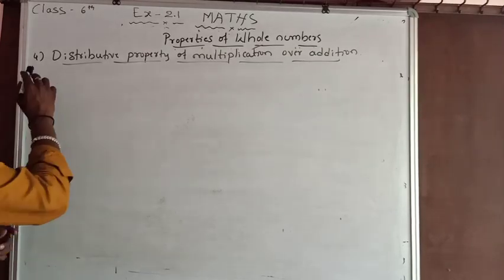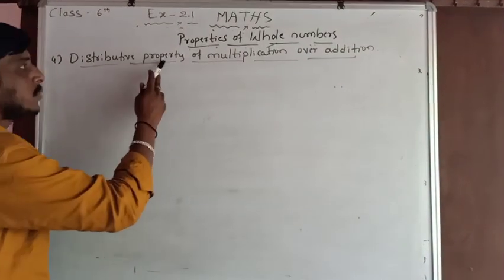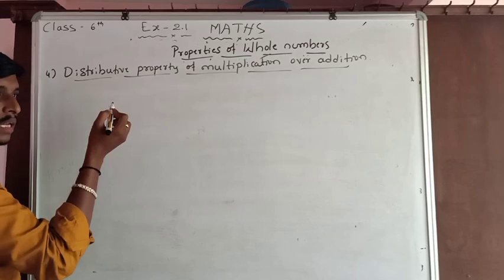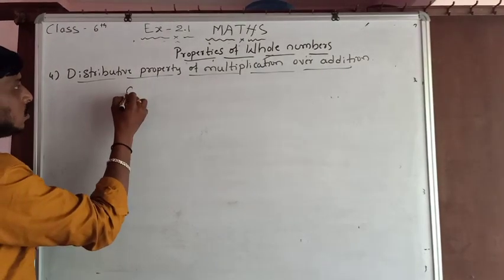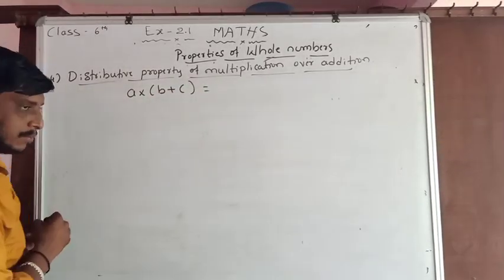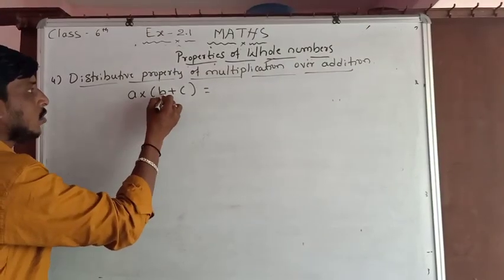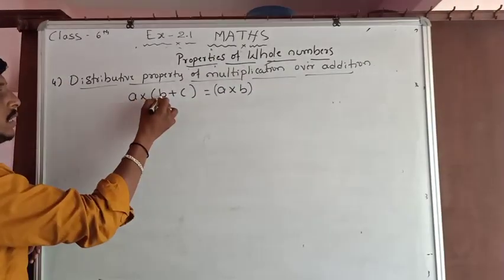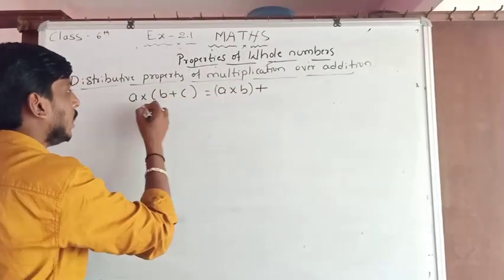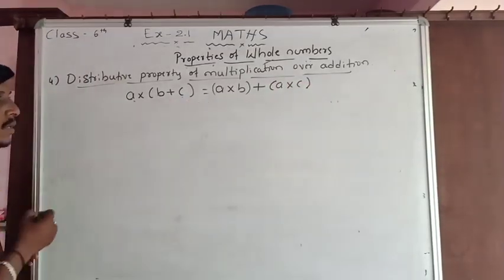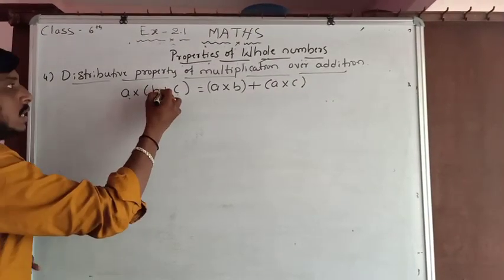Okay students, so the last property is the distributive property of multiplication over addition. Here I will write the first formula. Here also three numbers will come, A, B, C. A × (B + C) = (A × B) + (A × C). This is the distributive property of multiplication over addition.